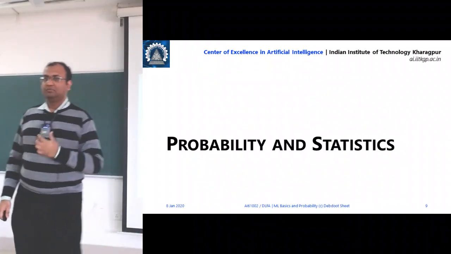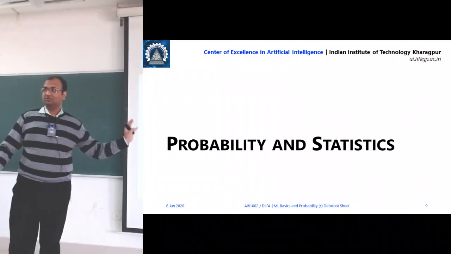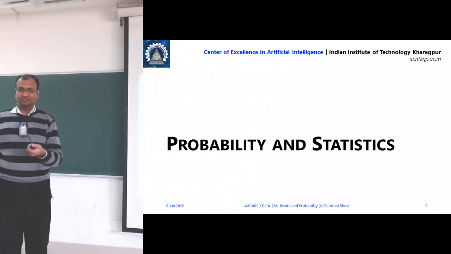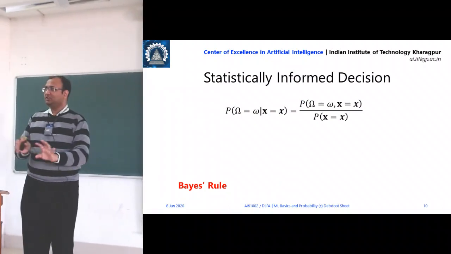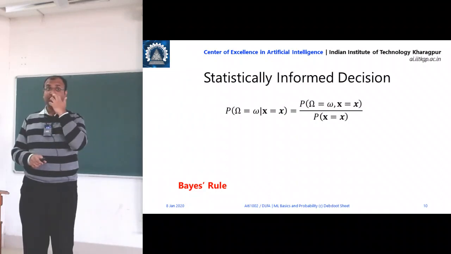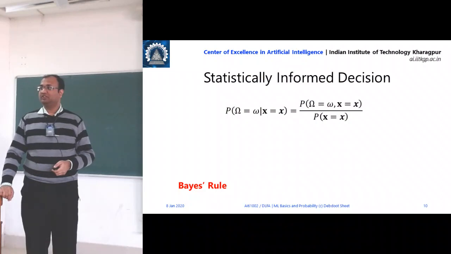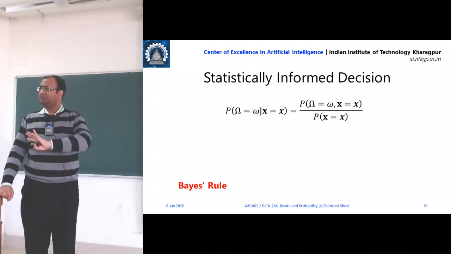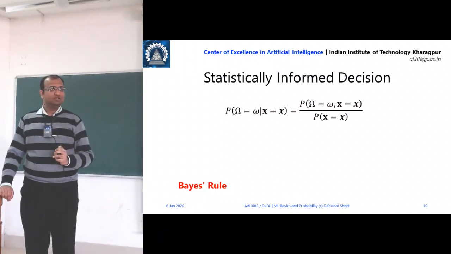Okay, welcome back, and now we are going to take over from here with probability and statistics and how it gets introduced. I had started with this whole thing called statistically informed decision making, and the whole essence of this is from this particular equation, which is also known as Bayes rule. Everybody in this room, I believe, is aware of what Bayes rule is. That's from your class 11 probability chapter.